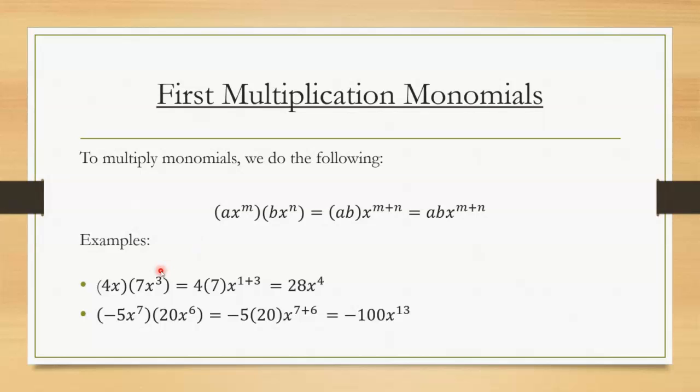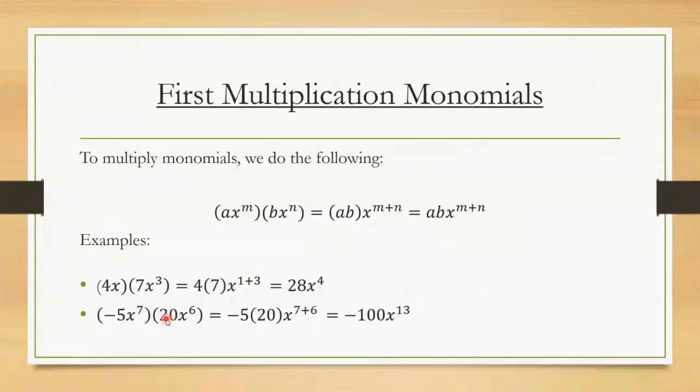So for instance, let's do some examples. If we were multiplying these two monomials together, we have 4x times 7x cubed. And so what do we get here? Well, we get 4 times 7, which is 28. And we have x raised to the 1 plus 3. Remember, the exponent, if it's not written, it's understood to be 1. So we get 28 times x to the 4. That's what we end up with.